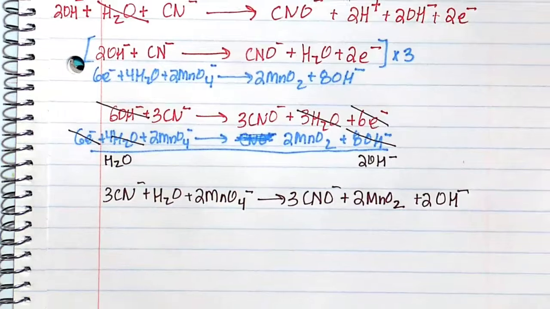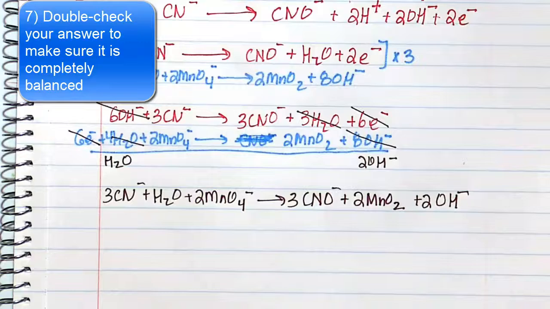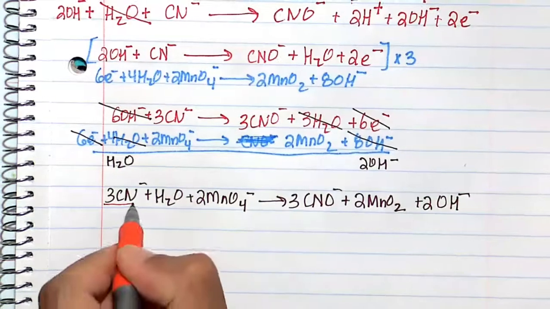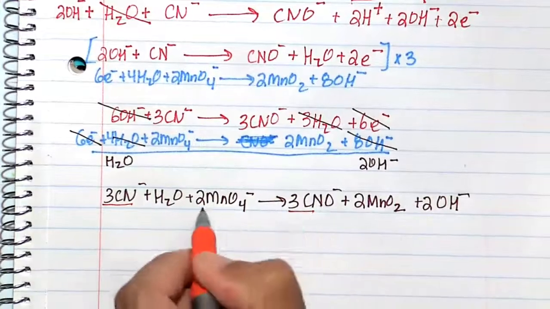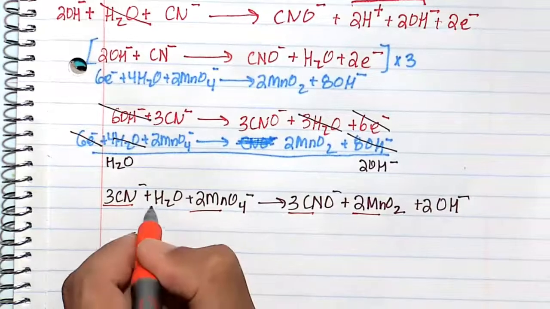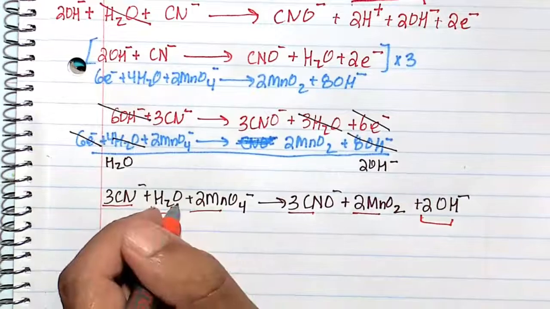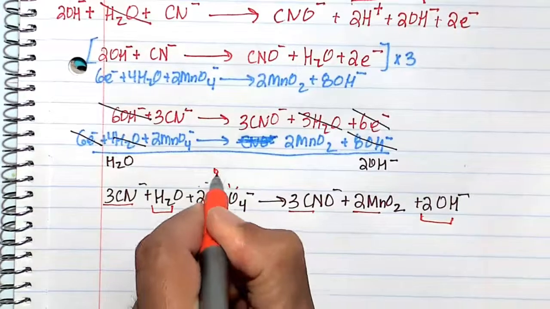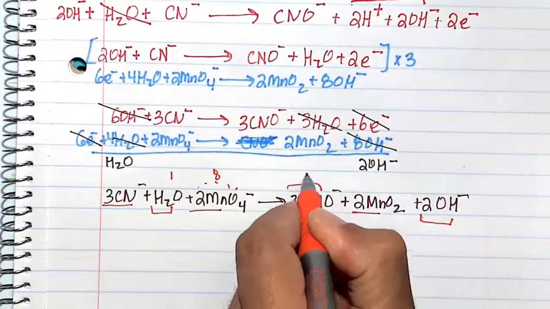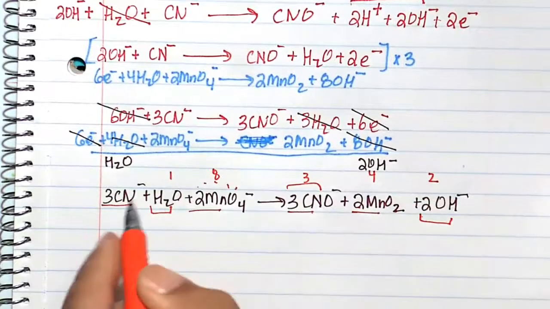Our final check, let's make sure everything is balanced, both charge and atoms. So we have 3 CN here, and 3 CN here. We have 2 Mn here, we have 2 Mn here, so far so good. Hydrogens, we have 2 hydrogens here, we have 2 hydrogens here. The oxygens may be a little bit tough here. 2 times 4 is 8, 8 plus 1 is 9 oxygens. Here we have 3 oxygens, 4 oxygens, and then 2 oxygens, so 9 oxygens.